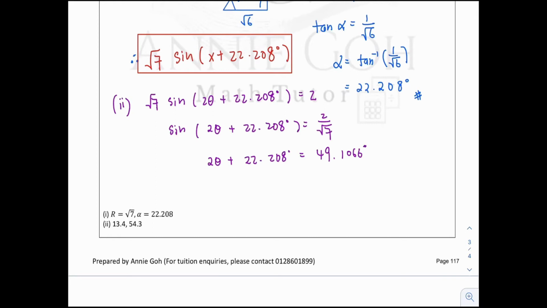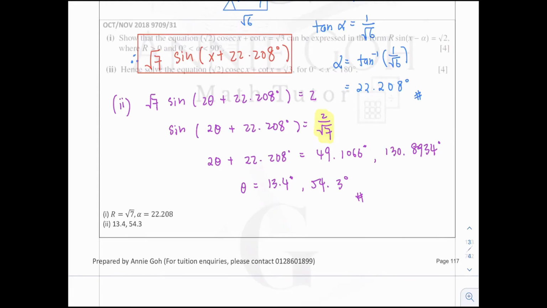49.1066, and the other angle will be the angle in the second quadrant, as here you notice that it's a positive value. So when sine is positive, the answer should be from the first and second quadrants. So the other answer should be 130.8934 degrees, and hence you can eventually get the final answers as 13.4 degrees and 54.3 degrees. This is how we solve part 2.